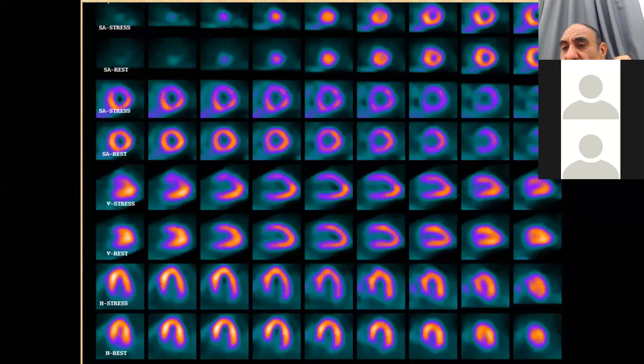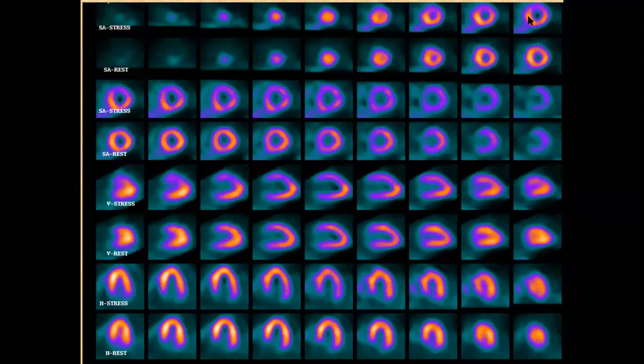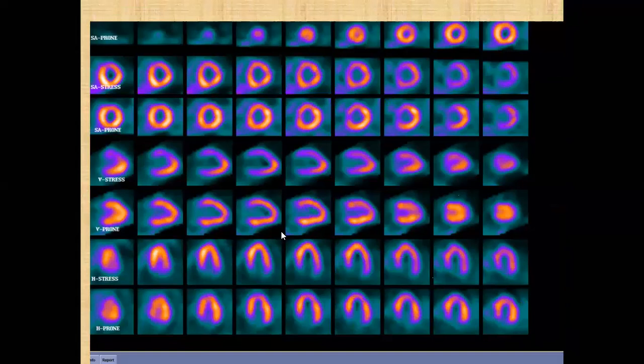If we want to read it, we can easily appreciate that there is an anterior defect seen on the anterior wall. This is stress and this is rest. So there is ischemia of the anterior wall and the lateral wall, and there is no ischemia or anything in the inferior wall. Usually when we do a Brown image, this is a Brown image and this is a stress image.